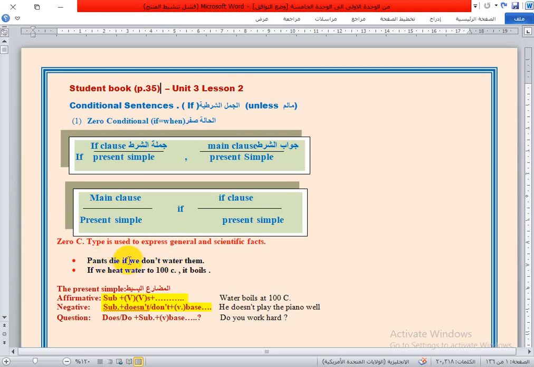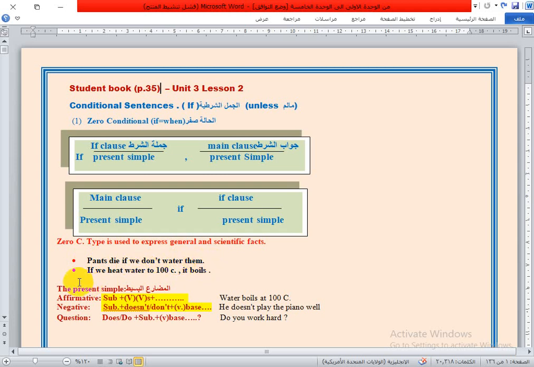هنا we have if in the middle preceded by if clause, which is a present simple. Die is a present simple verb and it must be followed by present simple too. We don't water them. This is a present simple, don't water. This is the negative form of the present simple. This sentence expresses a general or a scientific fact, so it is in the zero conditional type. هاي الجملة تعبر عن حقيقة علمية أو حقيقة عامة، لذلك هي مستخدمينها الحالة الشرطية صفر.